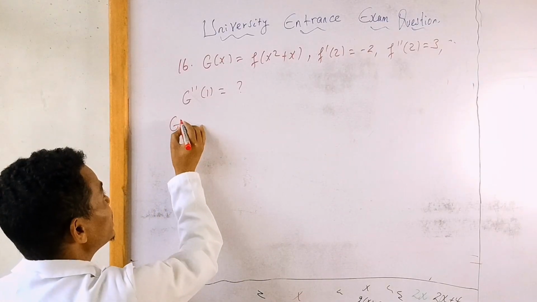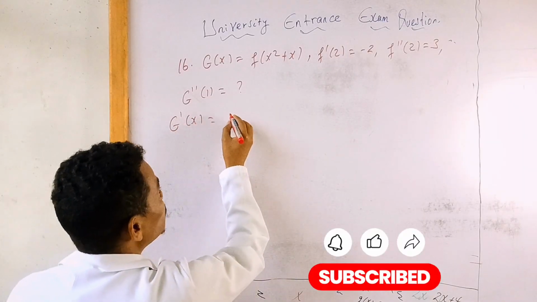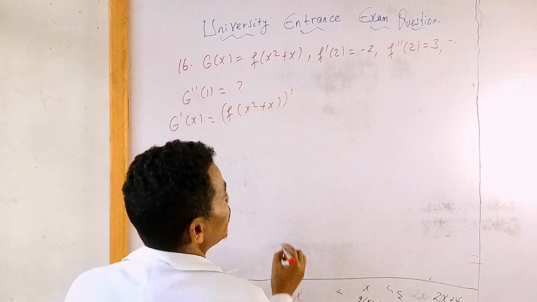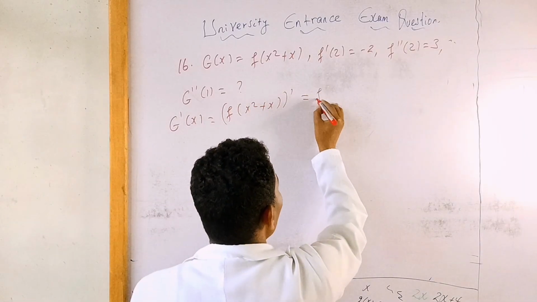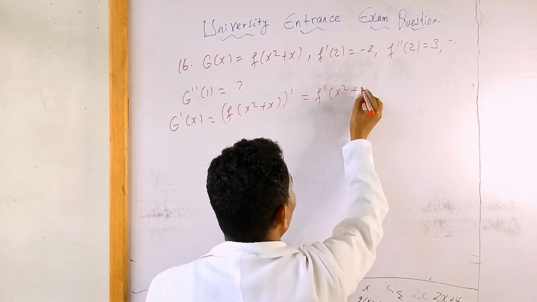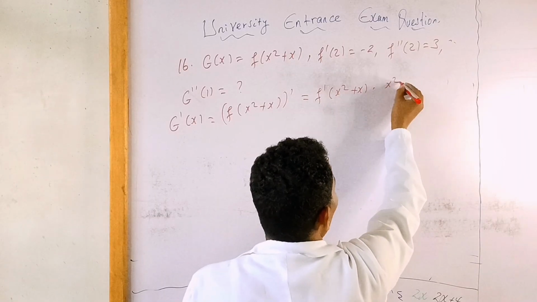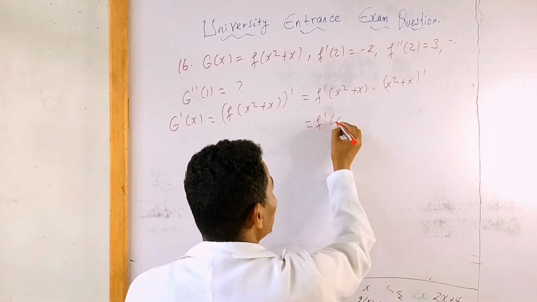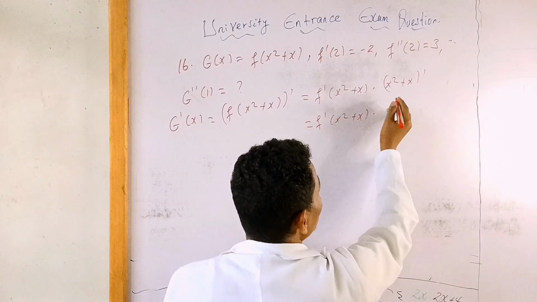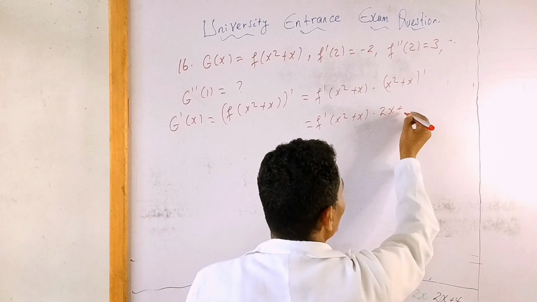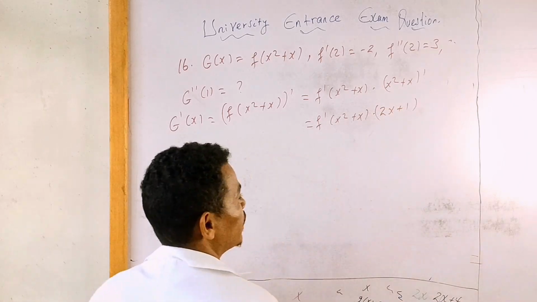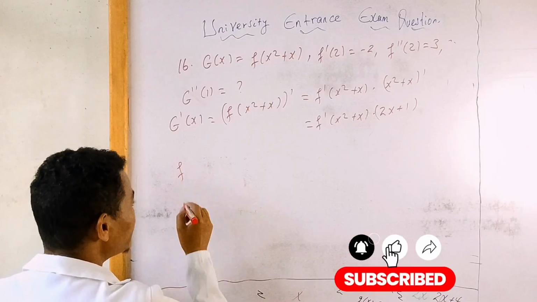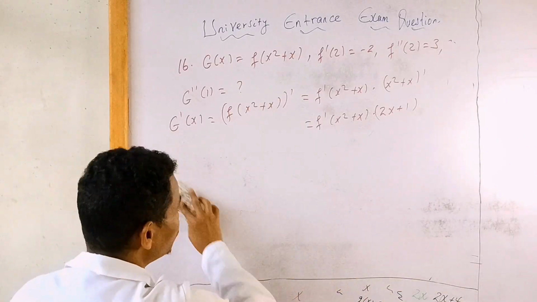So what we do now is just take the derivative. g derivative at x is equal to the derivative of f of x square plus x, which is the same as f derivative at x square plus x times the derivative of x square plus x. That is f derivative of x square plus x times, the derivative of x square is 2x and the derivative of x is 1. The next one is g second derivative of x.